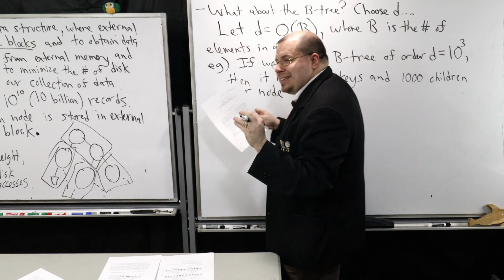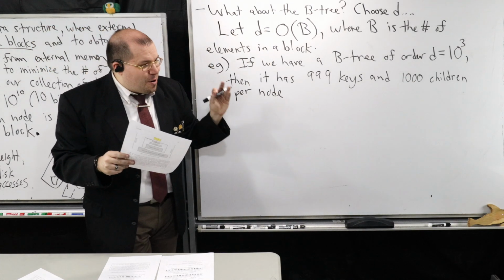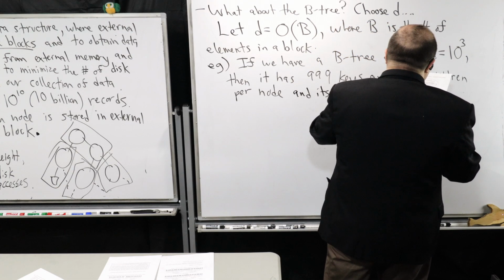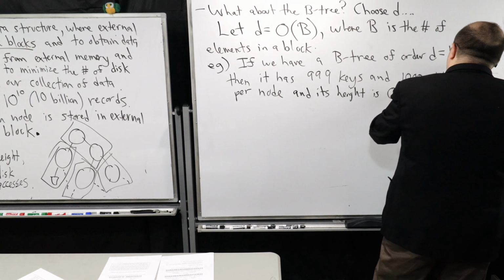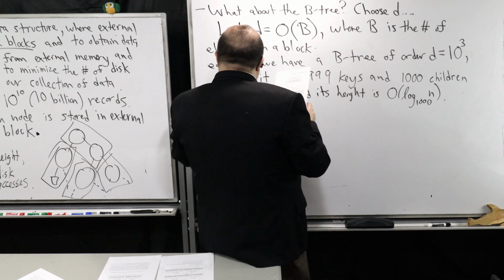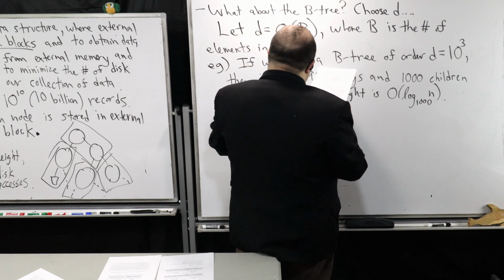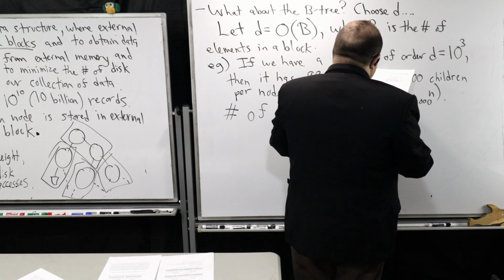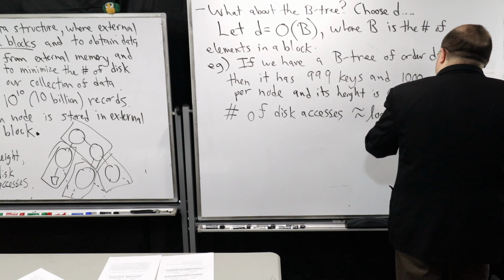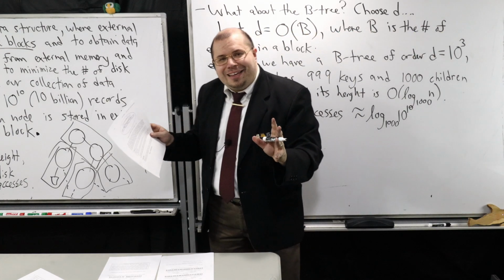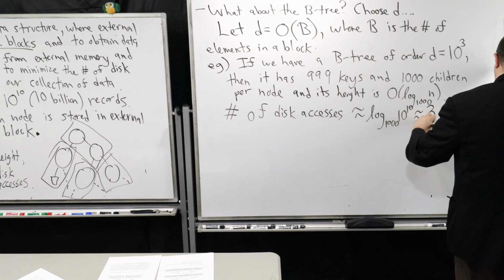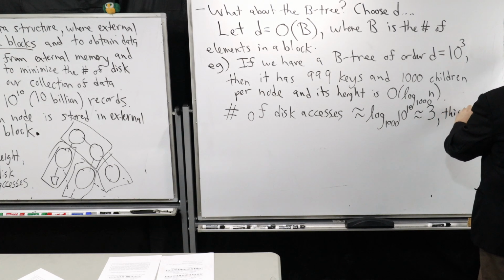And remember, because of the selection of D, notice that D is actually a part of the height. Its height is big O of log base 1000 of n. So let's figure out the number of disk accesses. I'm hoping that this will be worth it. The number of disk accesses is going to be approximately log base 1000 of 10 to the power of 10. Remember, that's 10 billion. If you calculate this out, this is approximately 3. This is significantly better.